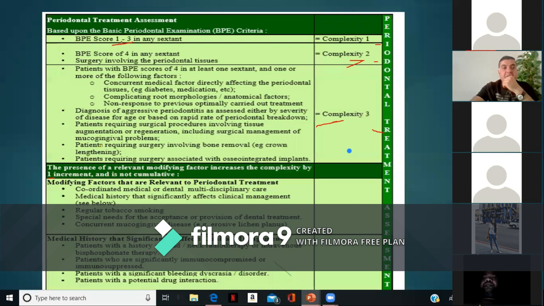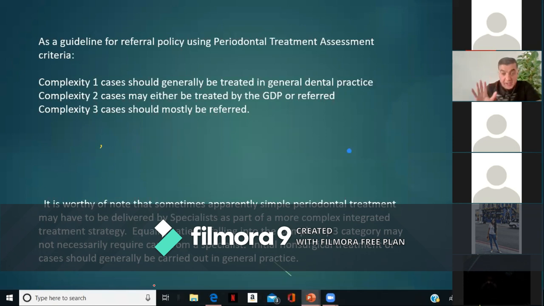So for example, we have 1, 2, 3, and any extent, and the patient is diabetic or smoking, so it will be turned into complexity 2. Patients who are immune compromised, people with HIV, it will add an increment. Patients with bleeding problems, people with radiotherapy, bisphosphonate, all this will add an increment to your complexity. So this is what it is about complexity. General rule: complexity 1 should be treated in general dental practice. 2, maybe, try, then send. 3, almost go to a specialist.